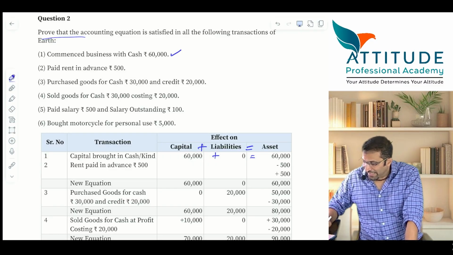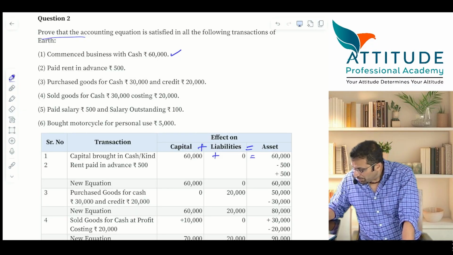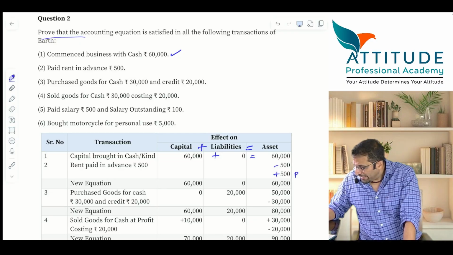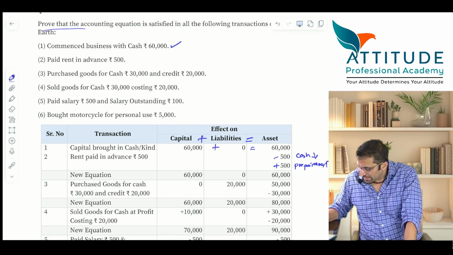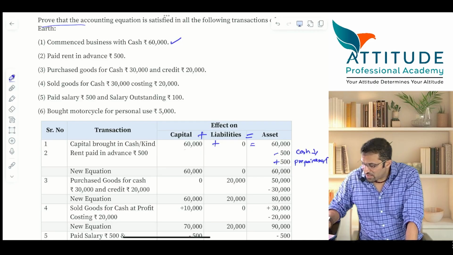Second one, paid rent in advance. Anything paid in advance is always an asset. So, plus 500 they have taken here and minus 500 because cash reduces. Prepaid expense is an asset and cash reduces, it's an asset. So, cash reduces and prepaid expenses increase. I hope all of you understood this. Net effect is same, 60,000, 60,000. I mean, equation becomes 60 and here 0 and here also it is 60. They have carried forward the balance. Is that clear? Next, purchase goods for cash.